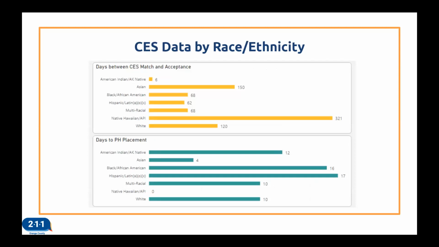The next two slides will be reviewing CS data. When you look at the days between CS match and acceptance, the overall average is 113 days. The race groups American Indian, Alaskan Native, Black/African American, Hispanic, Latino, and multiracial are accepted into programs in about half the average days or less. Asian and White are accepted close to the average, while Native Hawaiian, Asian Pacific Islander took about 3 times longer to be accepted.